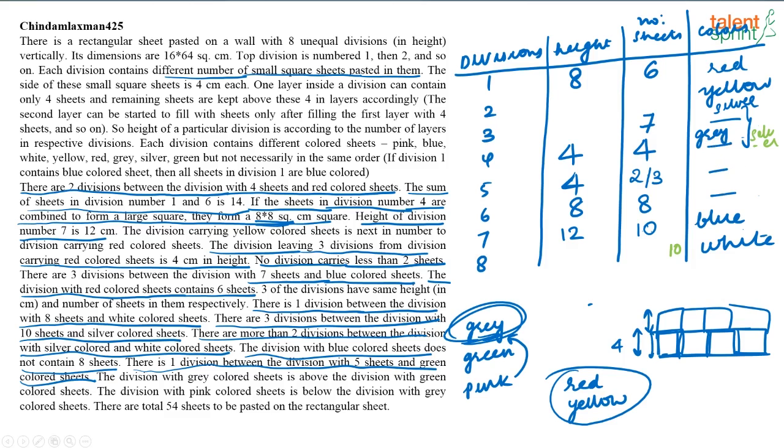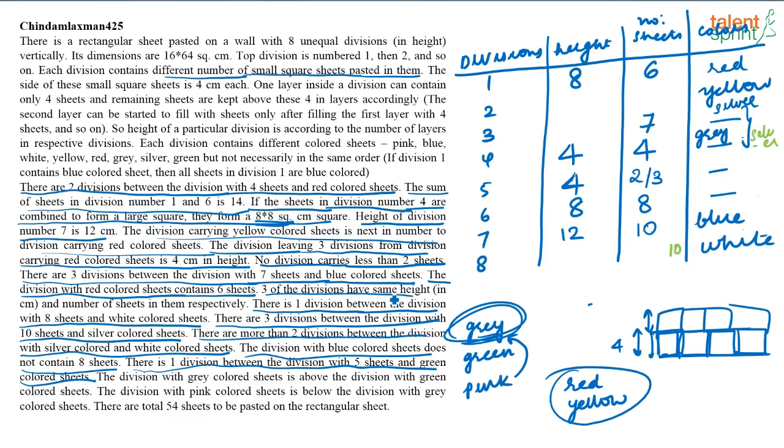Next they are saying that the division with grey colored sheet is above the division with green colored sheet. The division with pink colored sheet is below the division with grey colored sheet. And there are totally 54 sheets to be pasted on the rectangular sheet. So this I have used, which is the information that we have not used. Okay, this is also used, right?